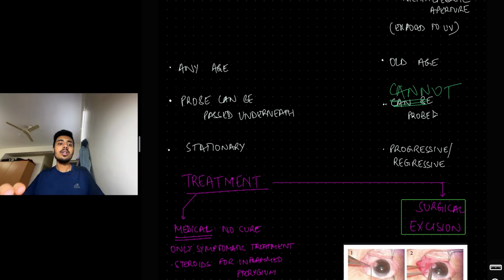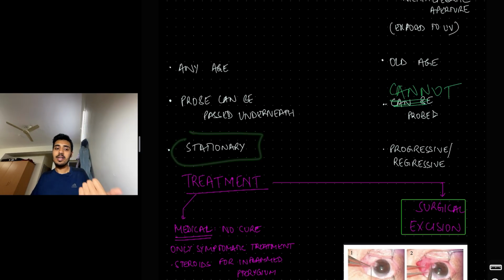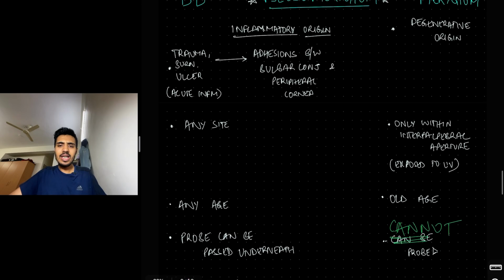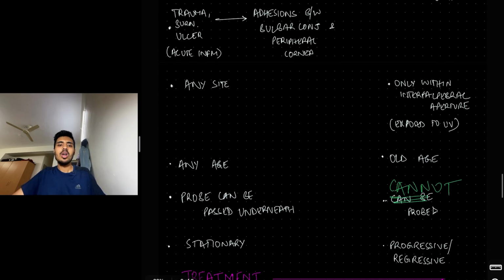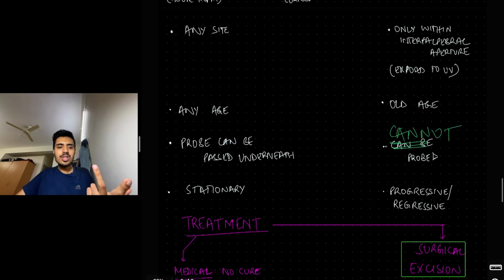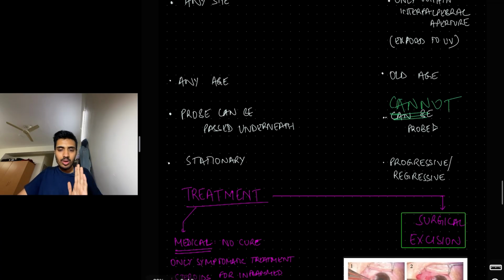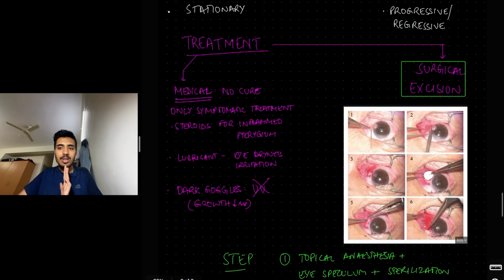And then pseudopterygium is a result of acute inflammation. So now you have adhesions. That adhesion will always be like that. It won't progress, it won't regress. So it is stationary. Whereas, as I said, pterygium can be progressive or regressive. So this is the main differential diagnosis, that is pseudopterygium and pterygium. The origin, the site, the age, whether you can probe it, and what's its fate, whether it will regress, progress, or stay like that. So that is about pterygium and pseudopterygium.